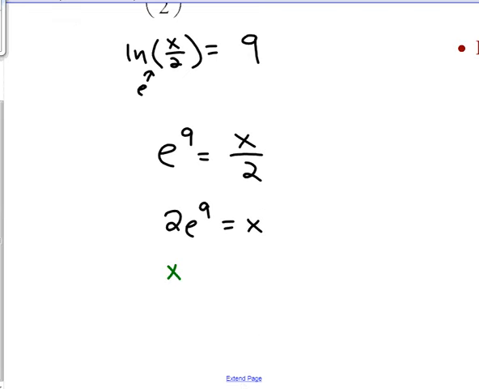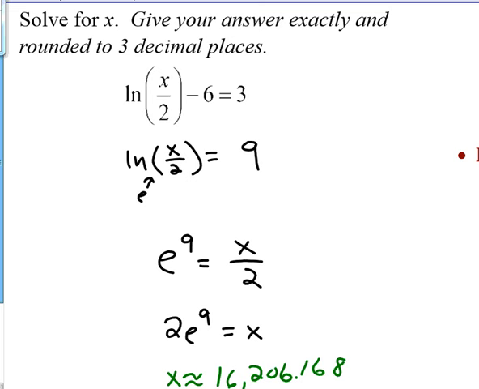The decimal would be about 16,206.168, which you could check. And again, if I think about putting that number in for x in my log, I'm not going to be logging a negative, so that should be all good.